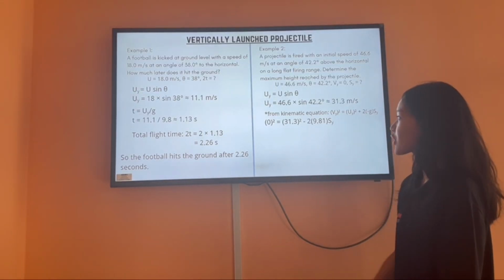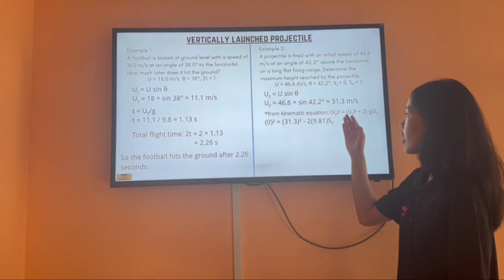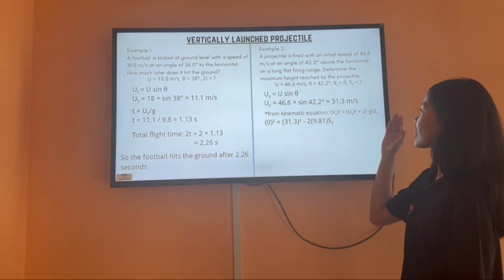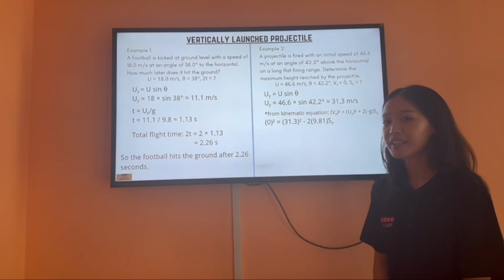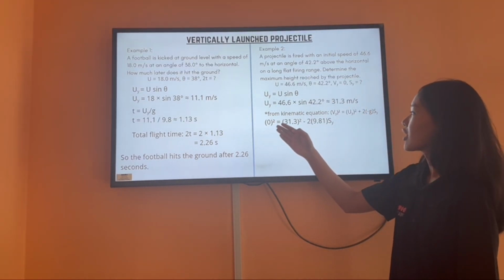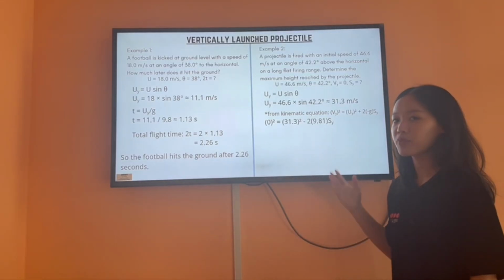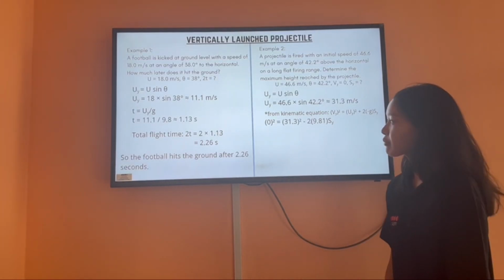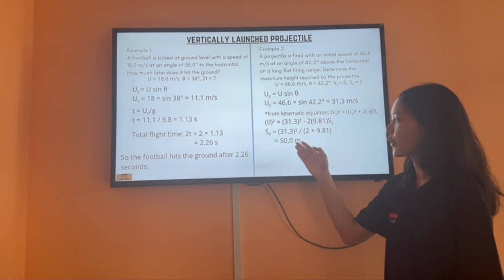And then we will use one of the kinematic equations that we have learned: final velocity squared equals initial velocity squared plus 2 times negative g times Sy. We know that at maximum height, the final velocity is 0, so we substitute the values into this equation. And if we make Sy the subject of the formula, we can find the value of Sy. So Sy equals 50.0 meters.